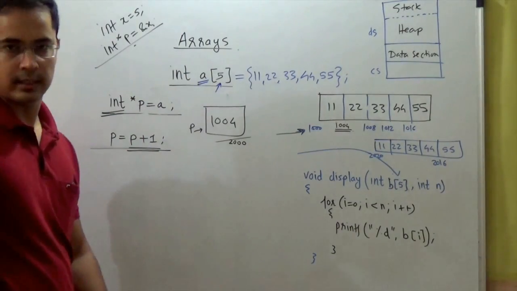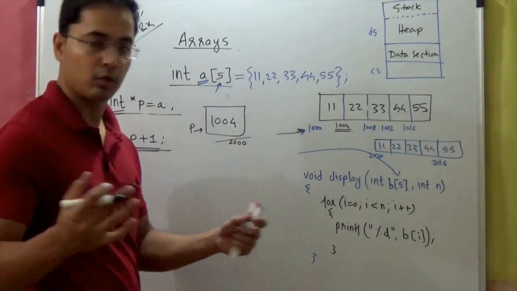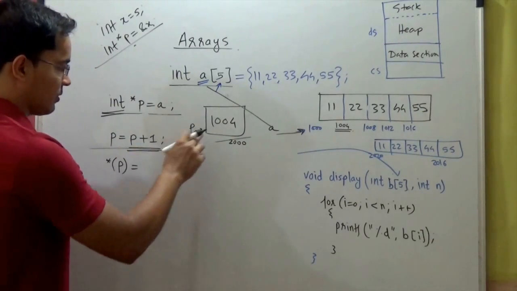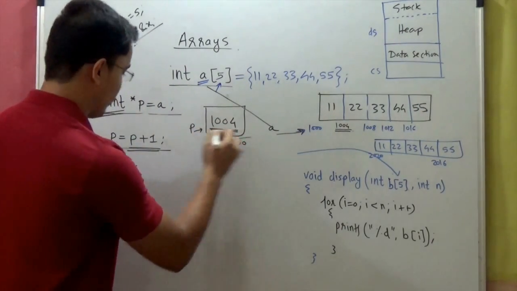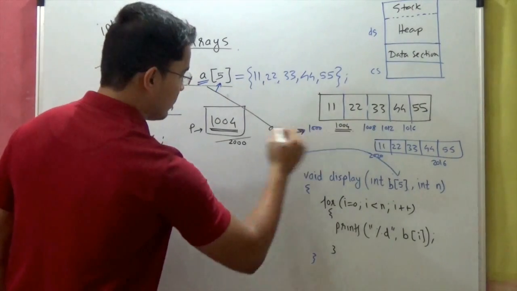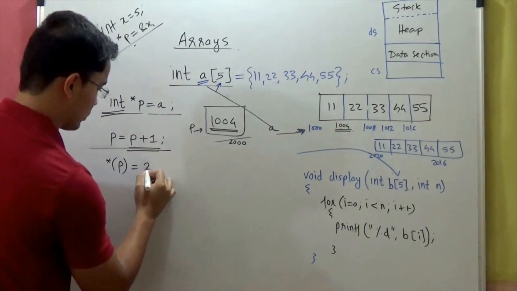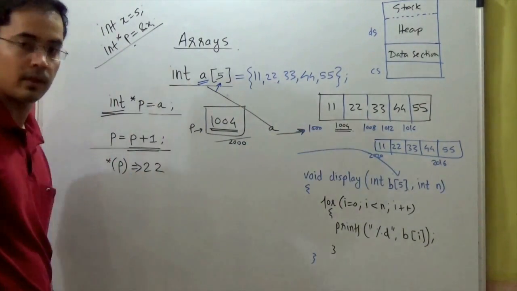Now this is a great discovery. So I'll give you certain notations now. Now p = p + 1. So p is now storing address 1004 and *p will be the value at 1004, which is 22. So *p will be 22, right?